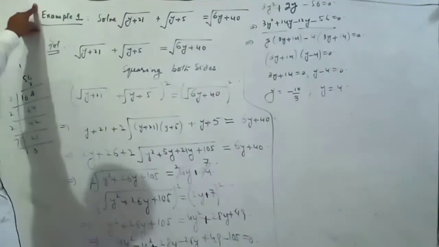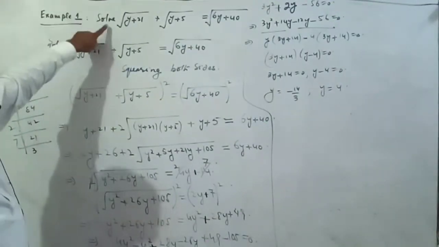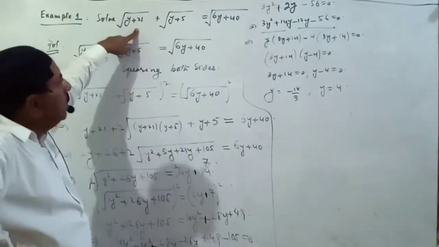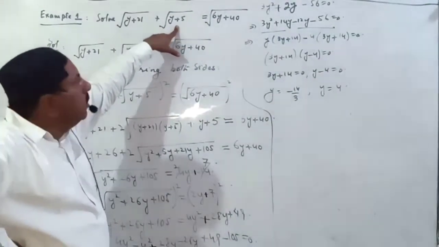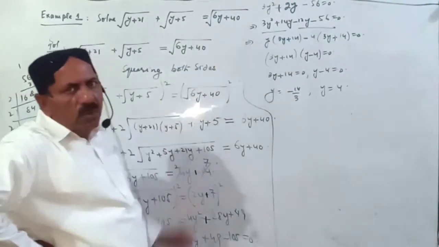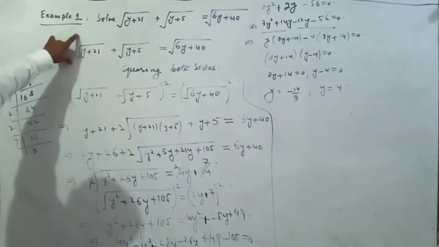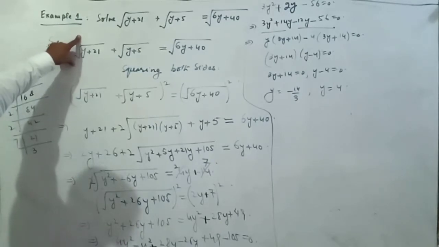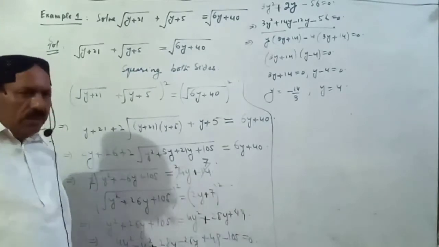Now, example number 1 is, we have to solve the equation radical y plus 21 plus radical y plus 5 is equal to radical 6y plus 40. Similarly, after removal of the radical sign, we have to apply the squaring on both sides.